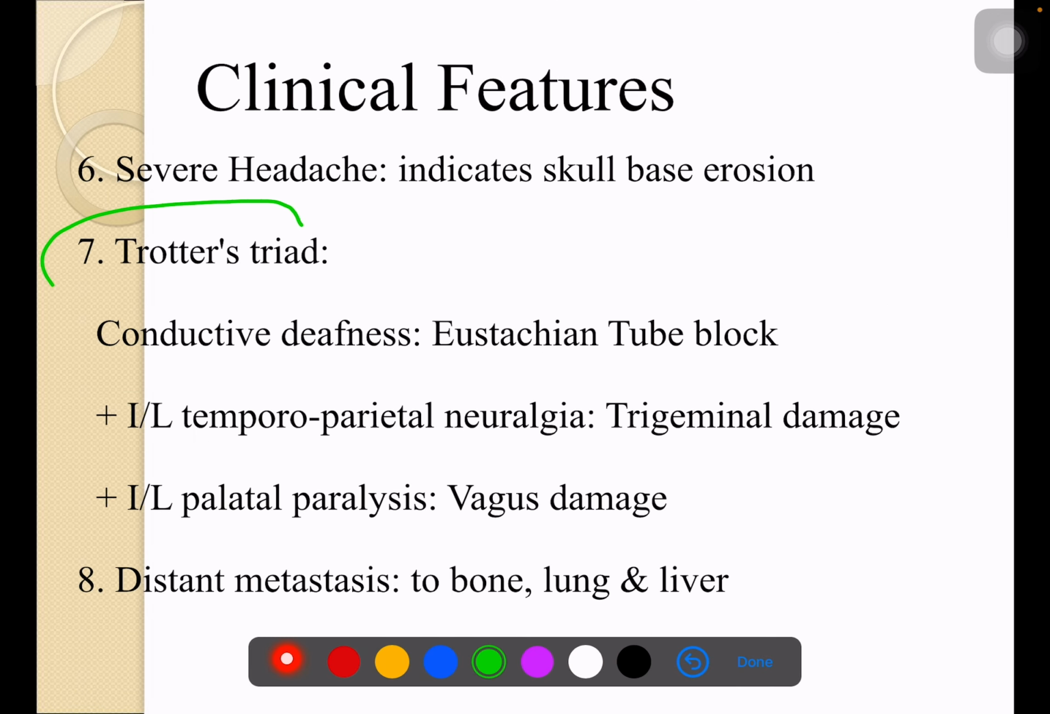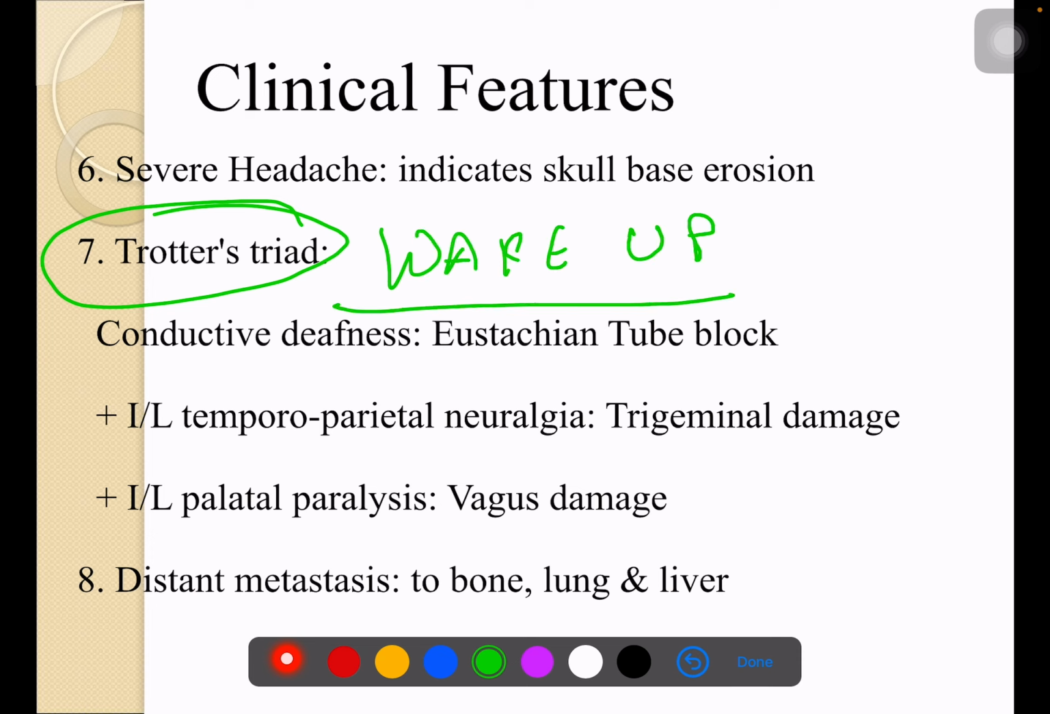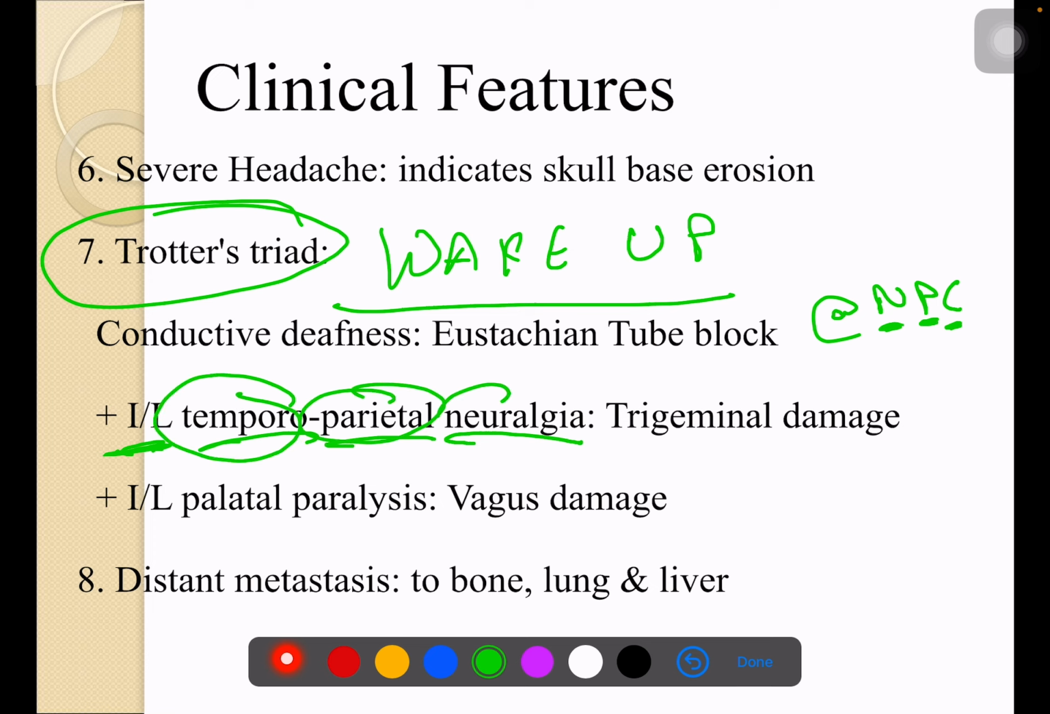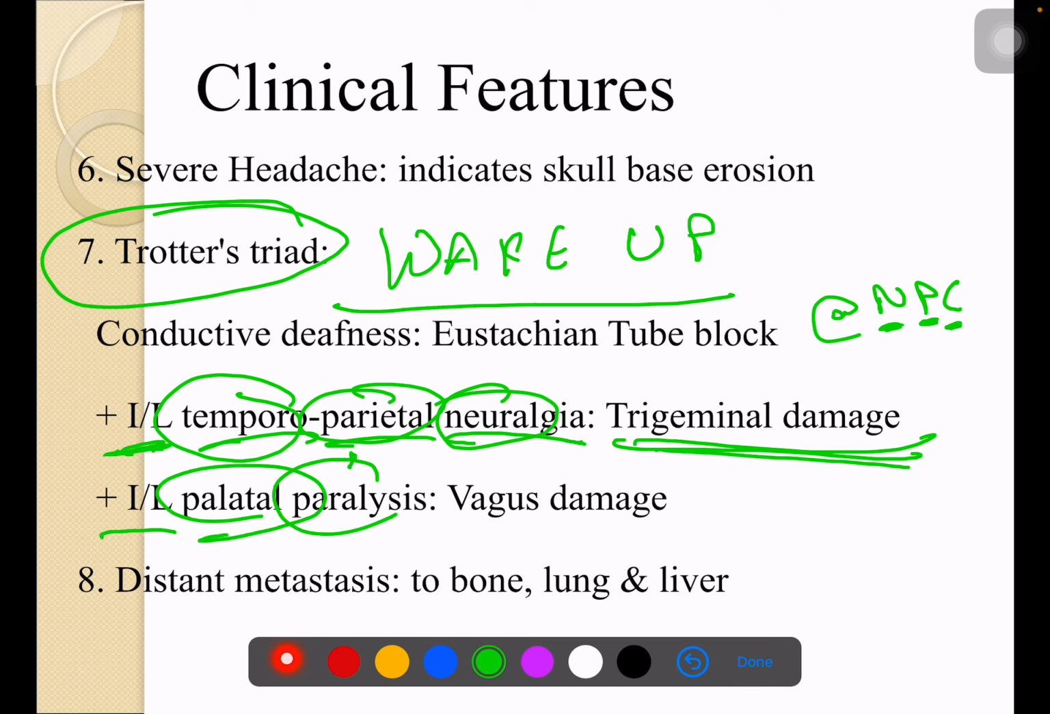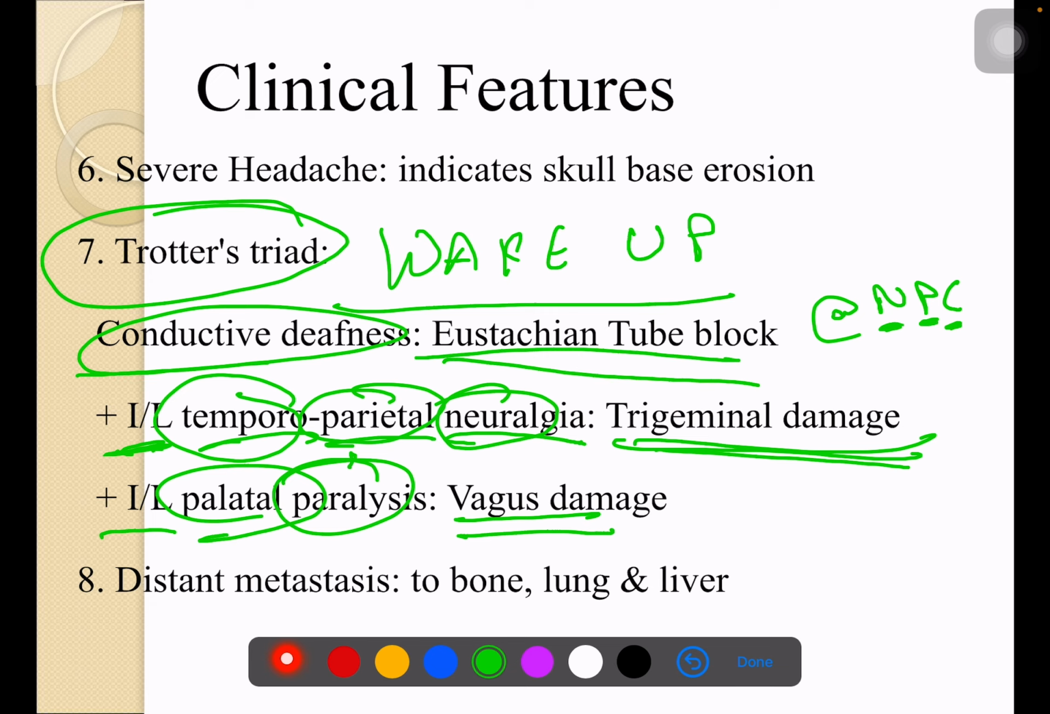Next is Trotter's triad. If you are sleeping, please wake up. Trotter's triad is very, very important, often asked in your examination. So ipsilateral, you can remember by the mnemonic NPC. P is palate, C is conductive hearing loss, N is neuralgia. Ipsilateral temporoparietal neuralgia, very, very important word, because of trigeminal damage. Ipsilateral palatal paralysis because of the damage of the vagus nerve, and of course there will be conductive deafness because of the involvement of the eustachian tube.